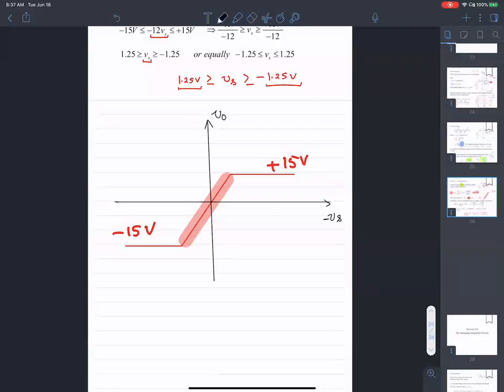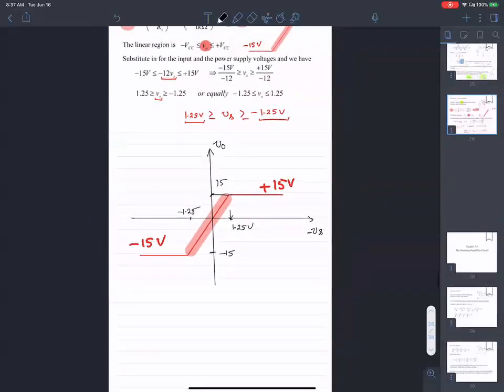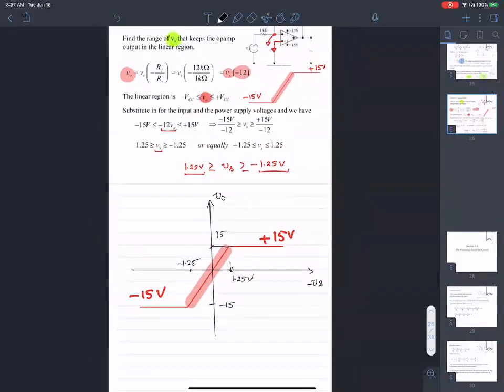So what happens is when the x-axis is changing from 1.25 to negative 1.25, the y-axis is changing from 15 to negative 15. Does that make sense? If we were to go beyond this along the x-axis, the output is going to be a constant 15 volts. It's not going to change. It's going to saturate at the output.